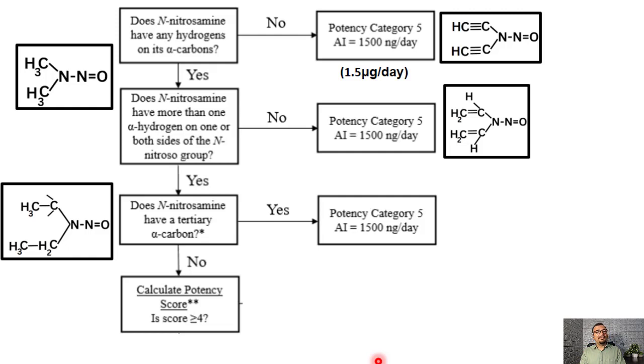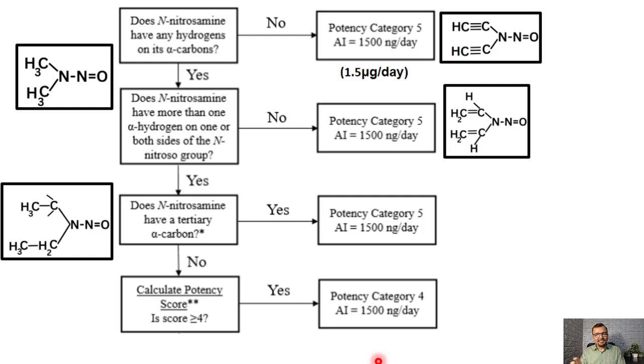But in case this tertiary carbon is not available, I mean your alpha carbon is not a tertiary carbon, in that case you have to calculate the potency score. We will talk about the calculation of the potency score very soon. But what is the score now? Is the score equal to or greater than 4? Could be 5, 6, 7, 8, 9 or 10, but it should be at least 4 or greater.